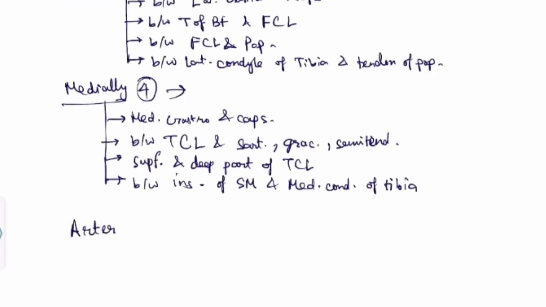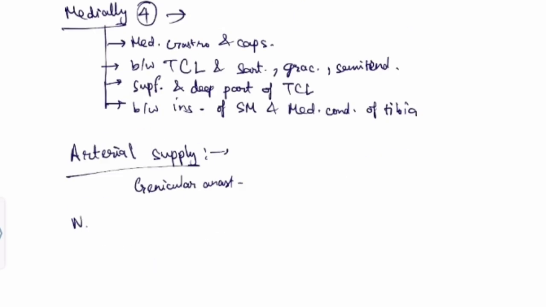What is the arterial supply of the joint? I hope you remember the class on genicular anastomosis. The same arteries, genicular anastomosis. Done. What is the nerve supply?